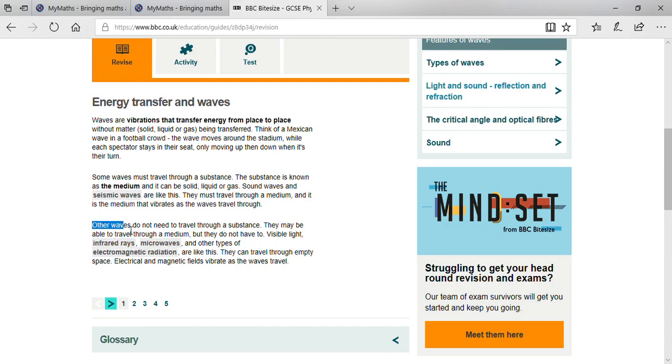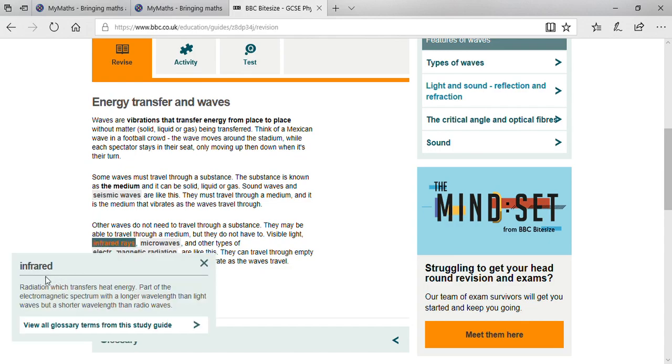There are also other types of waves which do not require any medium or substance. They may be able to travel through a medium, but they do not have to. For example, visible light, infrared rays, microwaves, and other types of electromagnetic radiation. Radiation means transferring of energy or waves from one point to another point. Infrared is the radiation which transfers heat energy. It is the part of the electromagnetic spectrum with a longer wavelength than light waves, but a shorter wavelength than radio waves.